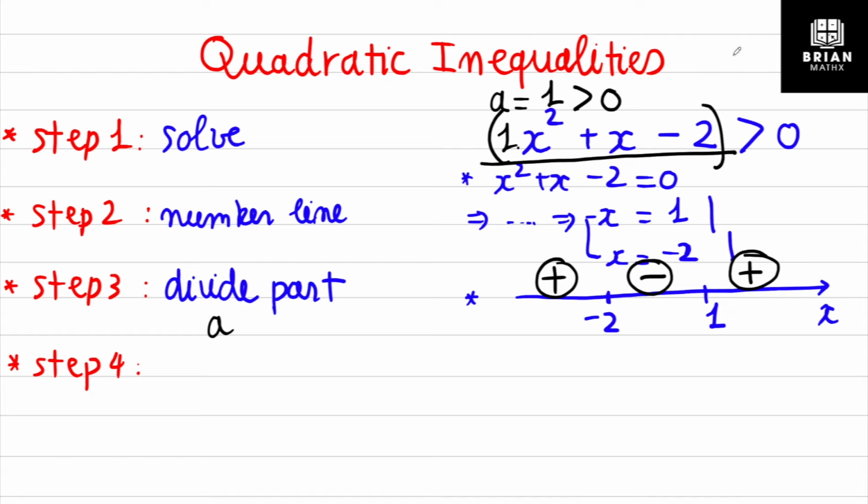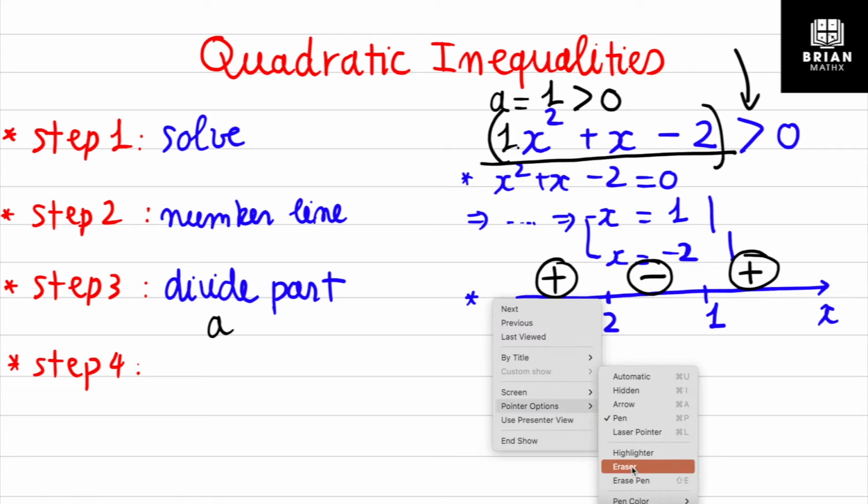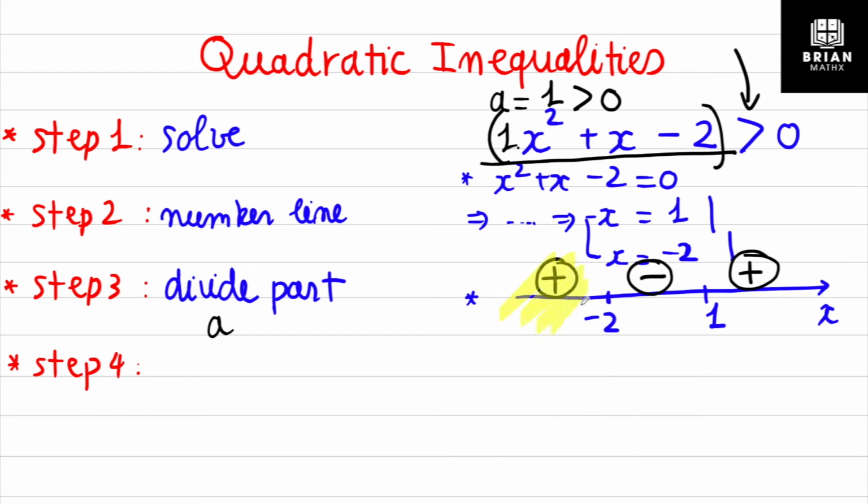Because the question tells you to take all values of x for greater than 0, I just care about the positive side. The positive side has 2 parts here, the first part and the second one. So I don't need to care about the middle part, because the middle part has the negative side.